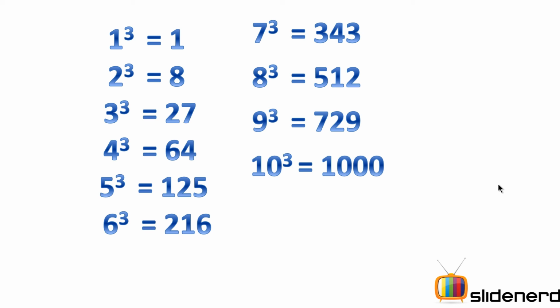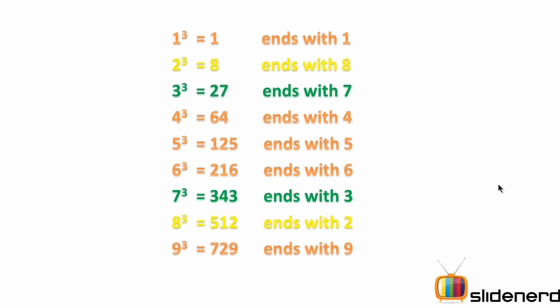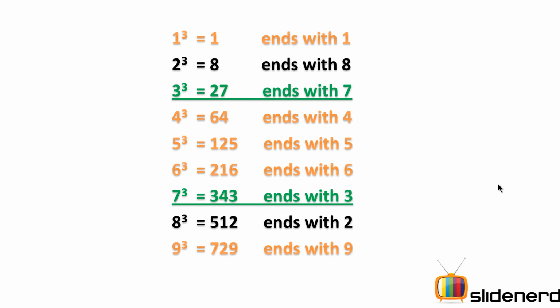Now, the reason I'm asking you to look at these numbers is that there's a specific pattern they follow. 1 ends with a 1, 4 ends with a 4, 5 ends with a 5, 6 ends with a 6, 7 ends with a 3, 8 ends with a 2, and 9 ends with a 9. Let's pay attention to a specific set of numbers. The cube of 2 ends with an 8, whereas the cube of 8 ends with a 2, so they form one pair. Similarly, the cube of 3 ends with a 7 and the cube of 7 ends with a 3, so they form another pair. Except for 2 and 8, that's pair number 1, and 3 and 7, that's pair number 2, all other numbers end with the same respective number. That's 4 with 4, 5 with 5, 6 with 6, 9 with 9, 1 with 1.